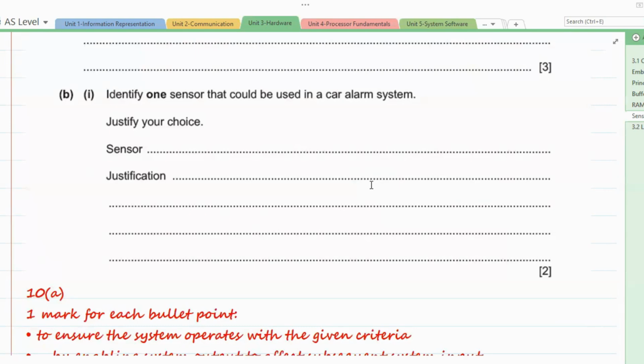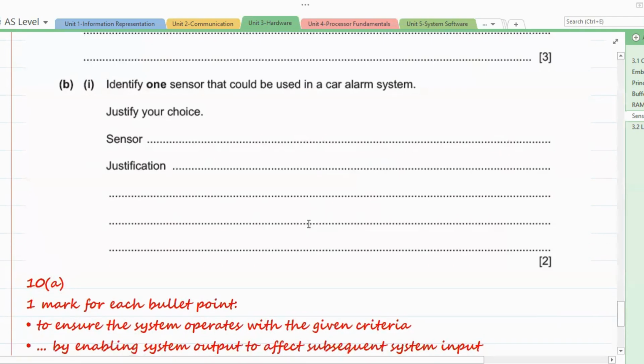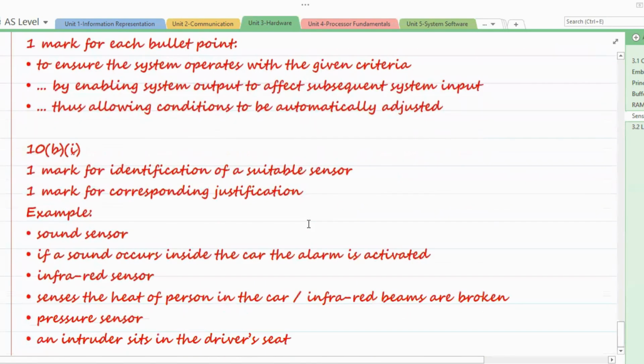Let's have a look at one more question. Identify one sensor that could be used in a car alarm system and justify your choice. You can write about any sensor that can be used in this situation and write your justification. So you can talk about sound sensor, infrared sensor, pressure sensor, and then just write one point about that. This is the marking scheme. Have a look. They have written about sound sensor, infrared sensor, pressure sensor. One mark is for identification of the suitable sensor and one mark is for corresponding justification.